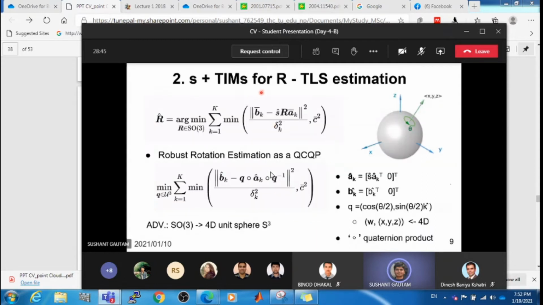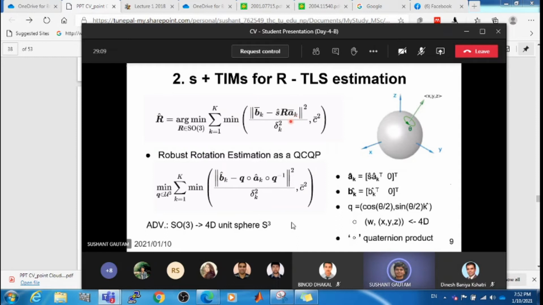Now, we need to find a way to solve the second suboptimal problem, that is rotation estimation. The equation looks almost similar as before, but this is TIM. Before it was TRIM. So you can see R here. Other notation seems familiar. Delta squared seems new, but the meaning is the same as alpha, the error bounds for TLS. B is scene. S is the scale we just found. R is the rotation we are hunting for, and A is the model.